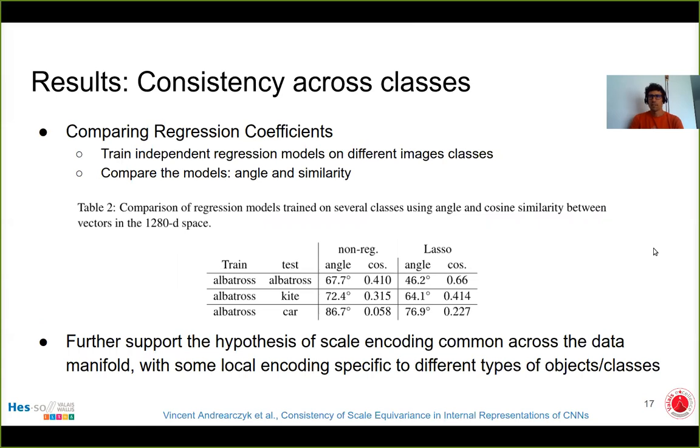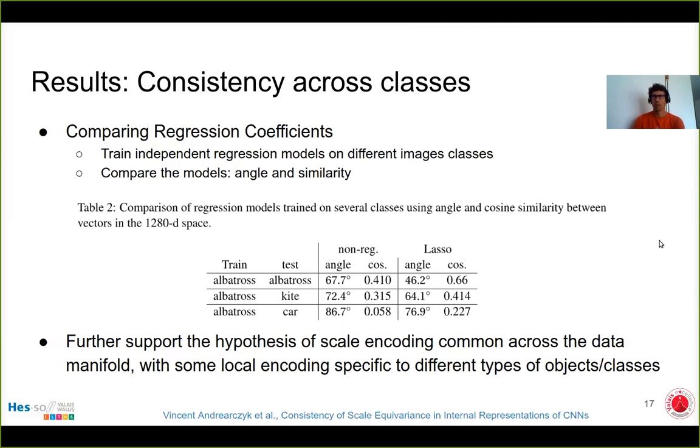To continue this analysis, we train individual regression models on different classes. We then compare the models in terms of angle and cosine similarity between the regression vectors. So we don't have test images here, we directly compare regression models.